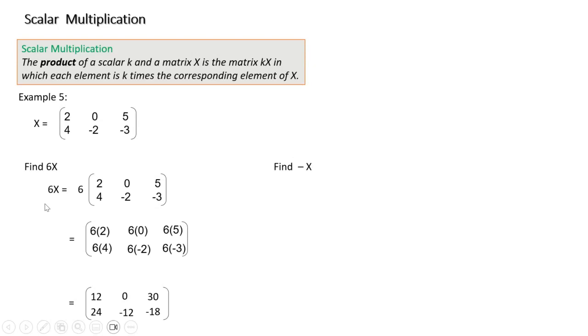I want you to find minus X. Isn't there like a negative 1 there, guys? There's an invisible negative 1 there. So we can say negative 1 times X, which means I'm going to multiply negative 1 times every element in matrix X, which will give us negative 2, 0, negative 5, negative 4, positive 2, and positive 3. That's my result.